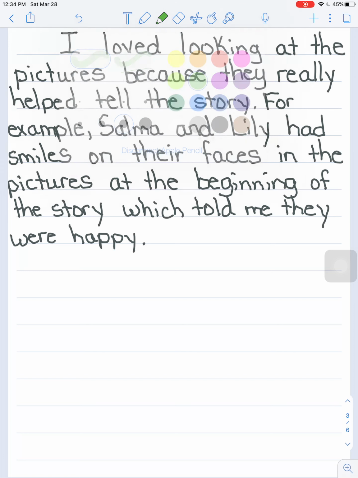Okay. Because they really helped tell the story. Mrs. Johnson also told us that we should give an example and try to use the words for example, and that's where I did this here. For example, Salma and Lily had smiles on their faces in the pictures at the beginning of the story, which told me they were happy.